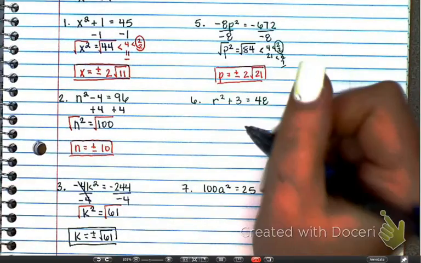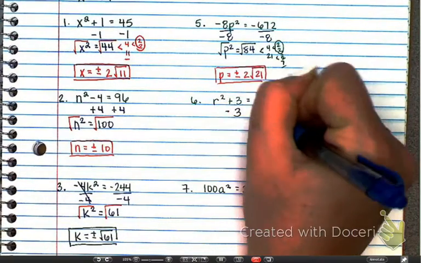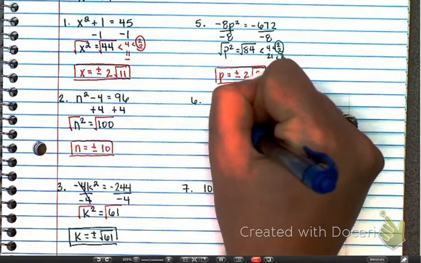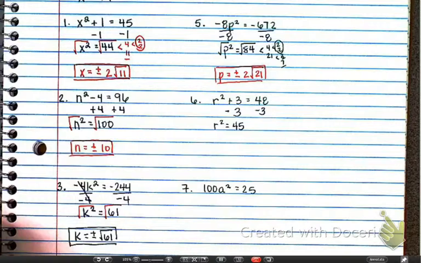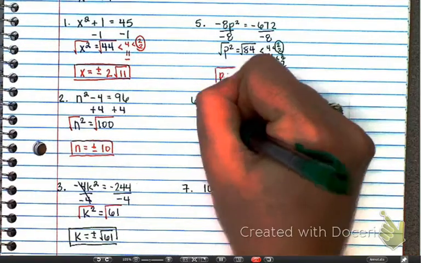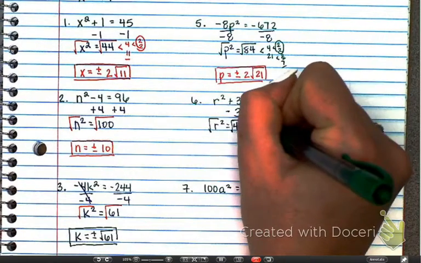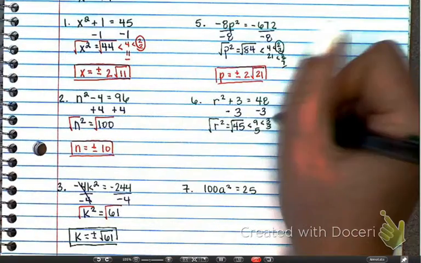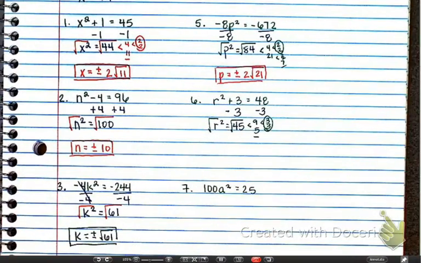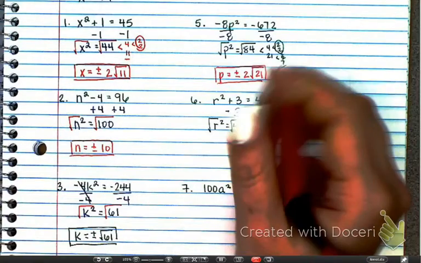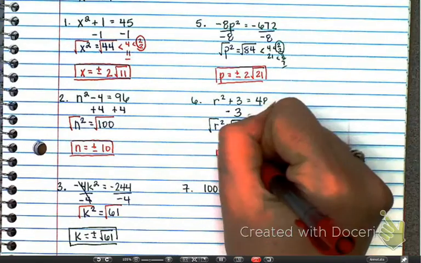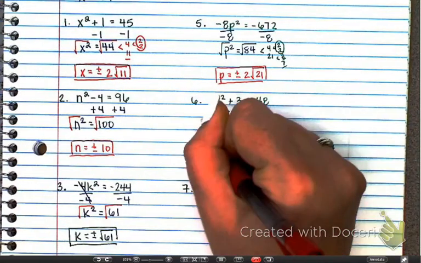Number 6, you should have started by subtracting 3 from both sides. So r squared equals 45. Is 45 a perfect square? No. So I'm going to square root, and I'm going to do a factor tree. So that's 9 and 5, and 3 and 3. I have a pair of 3s, and this 5 left over. So r equals plus or minus, what comes out? The 3, the 5 stays inside.